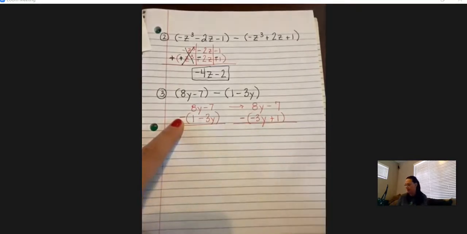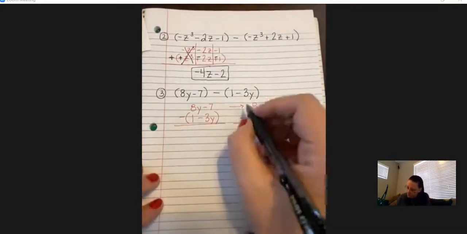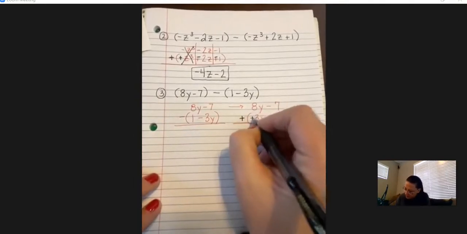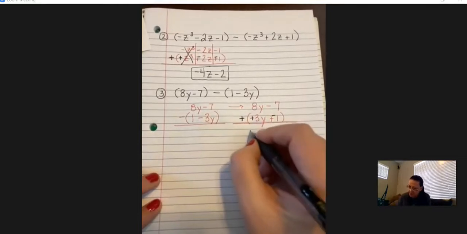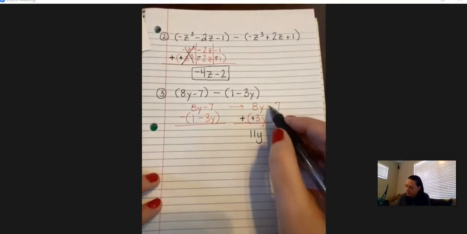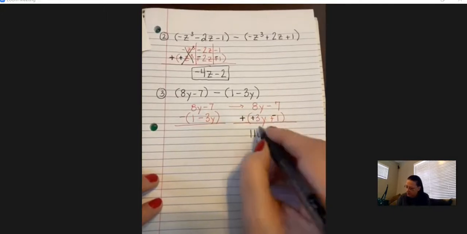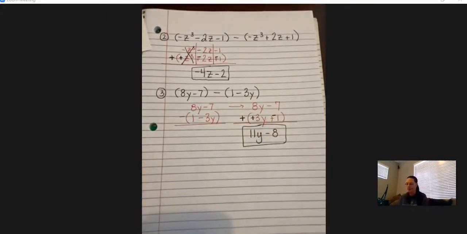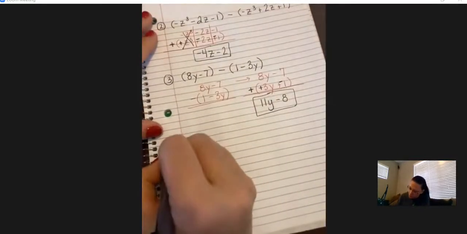Okay, now I'm subtracting. So either you can do 8 minus negative 3, or that's the same as 8 plus positive 3. 8, 9, 10, 11, this is 11y. And then negative 7 minus 1 is negative 8. 11y minus 8. Okay, then we're going to start with example 2. Now example 2 is the horizontal method. This is the one I use more.